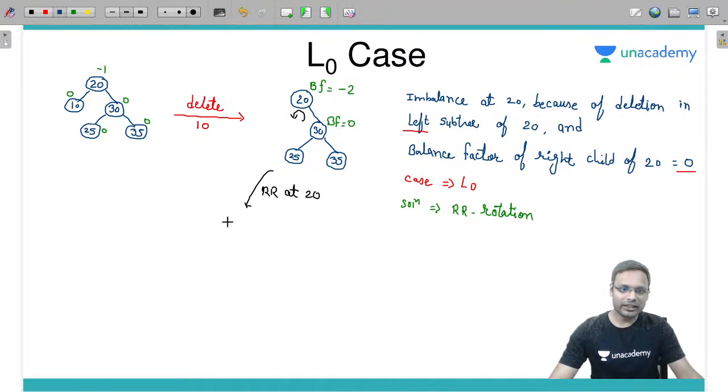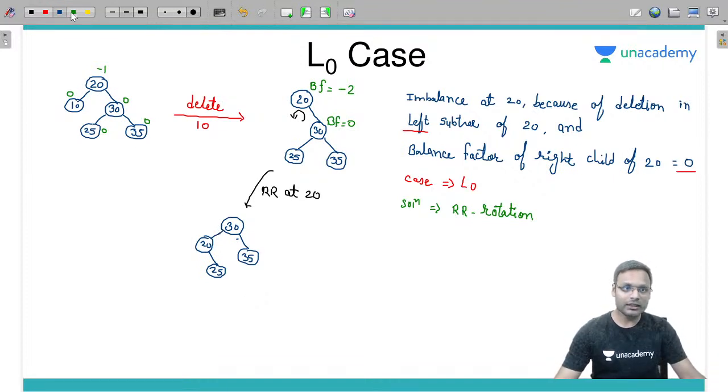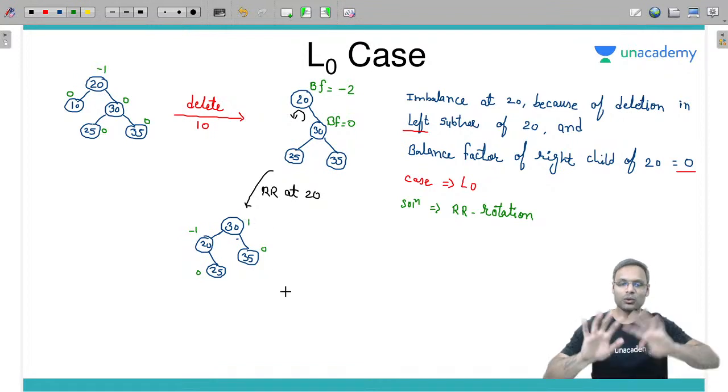Let's do that. 30 will go up. 20 in the left. And then 30's right will be as it is, 35. What about the left of 25? Oh, sorry, left of 30 is already blocked. So we should keep it in the right of 20. Here, 25. Okay, fine, got it. Is this the balanced tree after the rotation or not? Yes, balanced tree. Here balance factor 0, here 0, here -1, here 1, 2, -1 is 1. There is no problem, balanced.